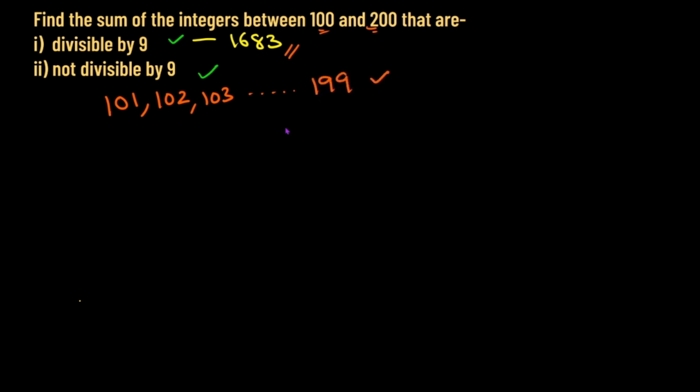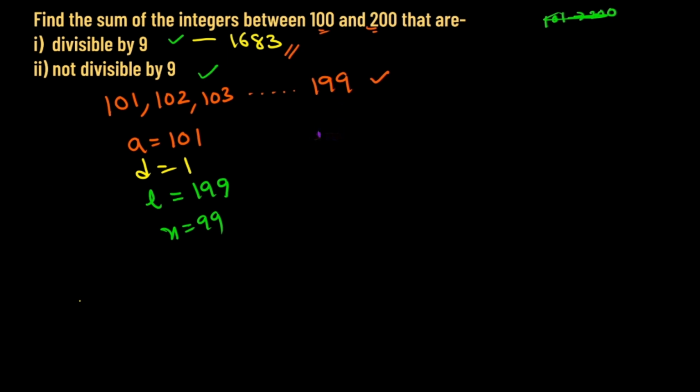Now we will find the sum of this series. Here the first term a is 101, and the common difference is 1. And the last term, what is the last term? It is 199. How many terms do we have here? Very interesting question, right? So how many terms do we have here? 101 to 200 is 100 numbers, right? If you reduce it by 1, it is 99 terms, right? So n is 99 here.